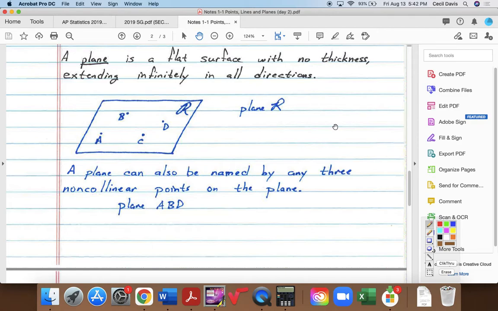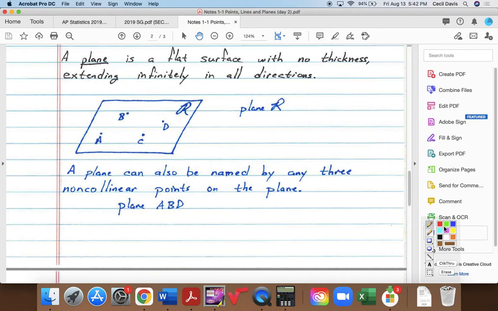When we're naming a plane, the easiest way is if there is a capital, italicized, or script letter on the plane, we can just name it that. Notice this is not a point. Points will always be named with just a regular capital letter, not italicized or in script. So this is plane R. That's the simplest way to name this.